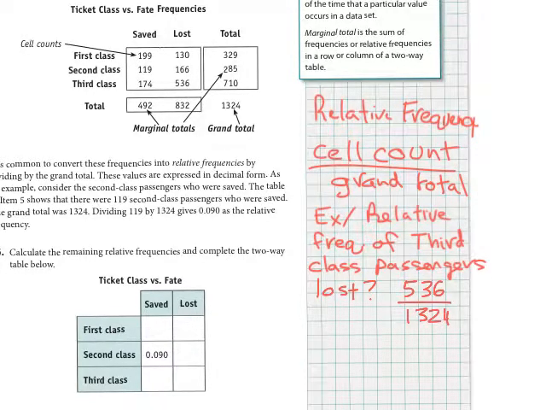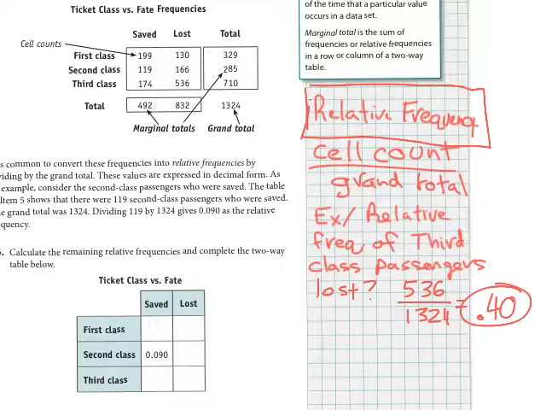1,324. Okay, so then if I calculate that, 536 divided by 1,324 would leave me with 0.40. I'm just going to round to two decimal places. So the relative frequency of third class passengers that are lost would be 0.40. Okay? So that's relative frequency. Now let's talk about marginal frequency.